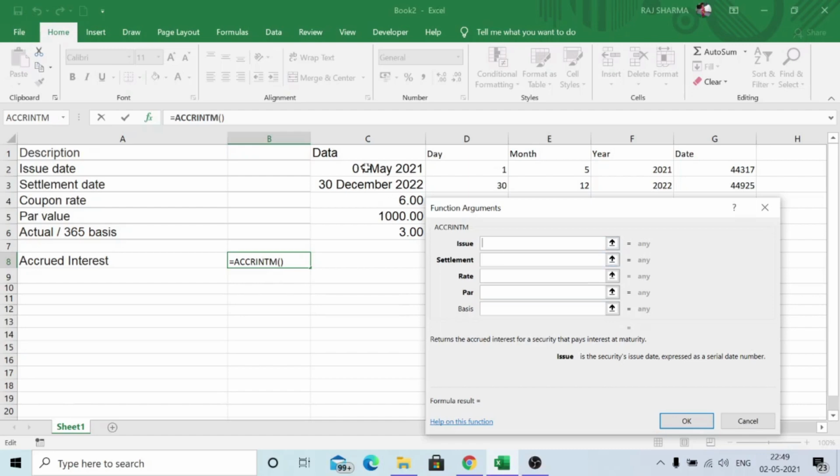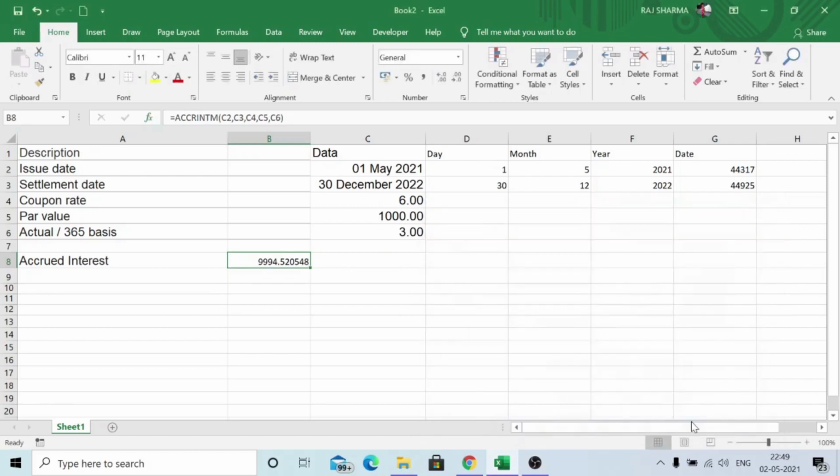So issue date is 1st, settlement date is 30th December, rate is 6%, then par value is 1000, and then basis is 3. Here you can do a little bit of Googling for different day count conventions. You have to choose the different values. 3 is for actual by 365, 0 will be for 30 by 360, like that you have to put the exact value, and then do it. Okay, so you get the amount that is 9994.52.